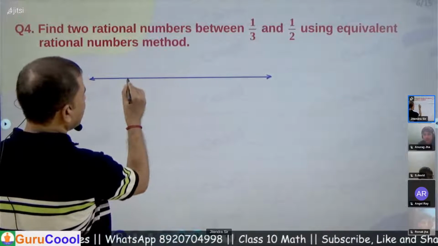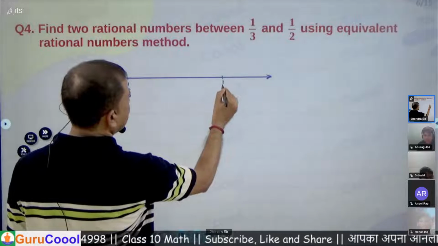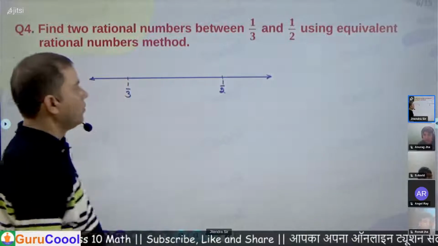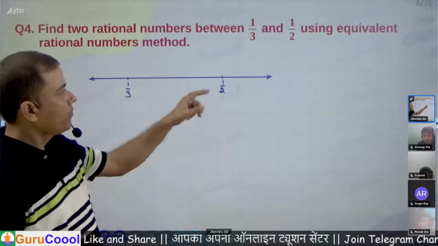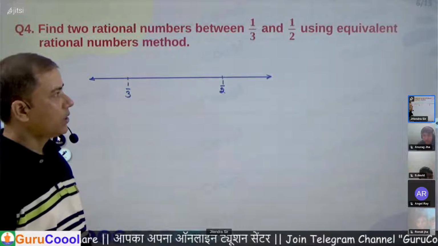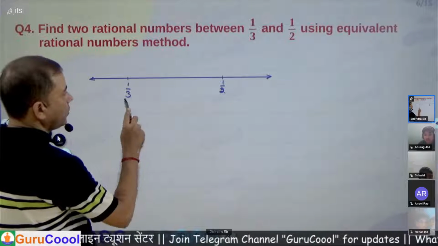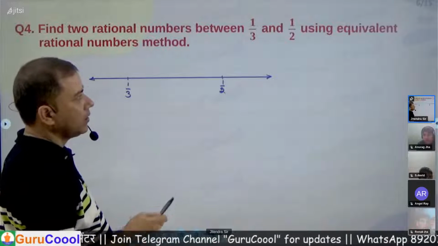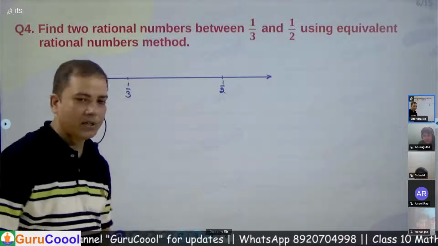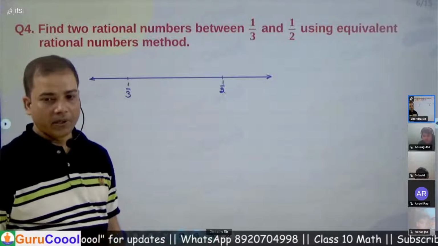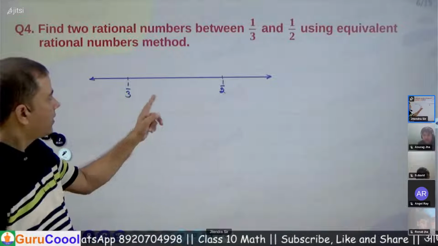One by 3 suppose is here, and 1 by 2 suppose is here. We have to find two more rational numbers between them using equivalent rational numbers. Equivalent rational number means making the denominator same, right? Because equivalent rational numbers always have same denominator. So let us make their denominator same.